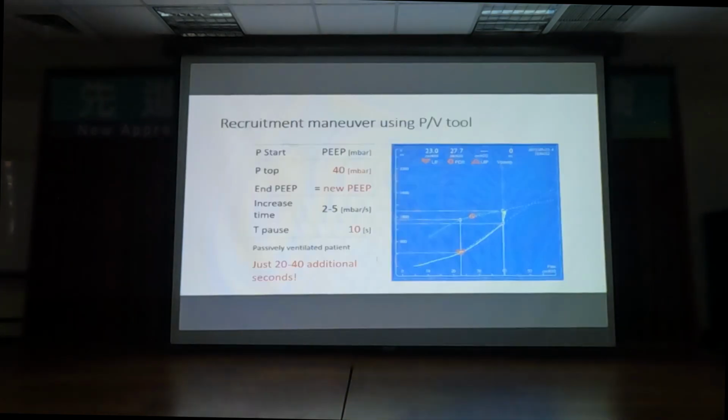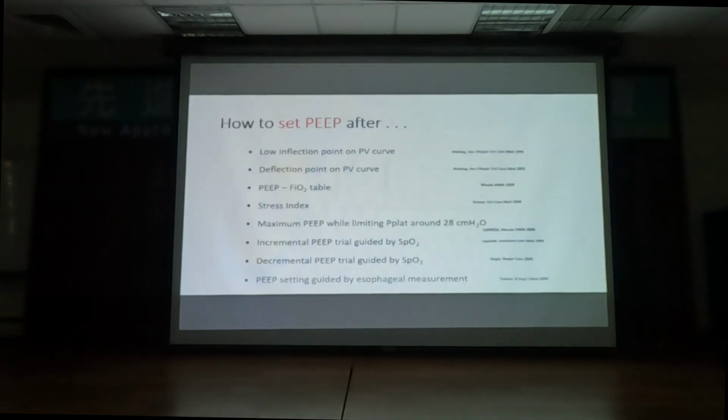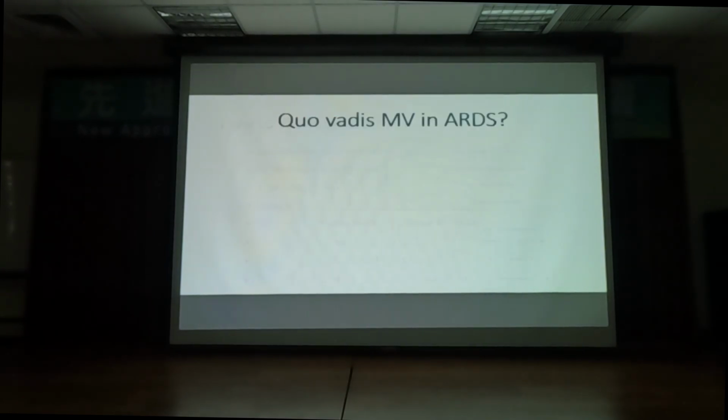And then afterwards, I use a decremental PEEP trial guided by SpO2 using the high PEEP, low FiO2 table, remember. So I find a higher PEEP and then just let the machine go down, first with the FiO2 and then, if it can, a little bit more with the PEEP. This is how I do it clinically. Stress index, whatever, I rarely use.